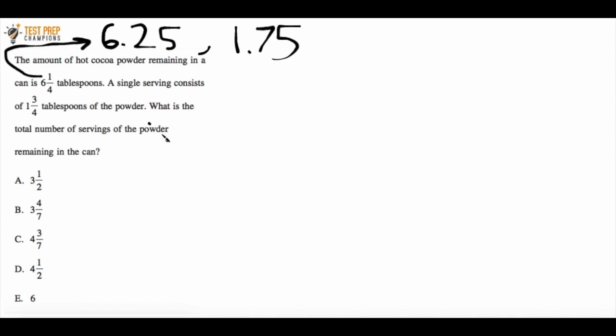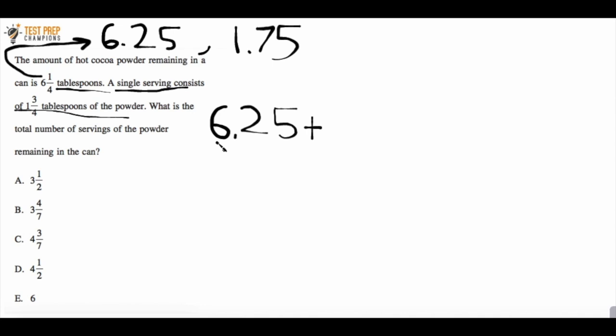So anyway, what we have to do here, we see a single serving consists of 1 3/4 tablespoons of the powder. So we are basically given a conversion factor right here, and this is a really important concept to understand. And we really want to follow our units here. And if you're wondering what in the world that means, just stick with me here. We've got 6.25 tablespoons, so I'm just going to put a T here. We've got 6.25 tablespoons, and we know that a single serving consists of 1 3/4 tablespoons of the powder.